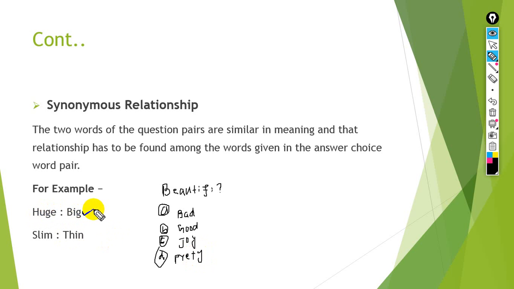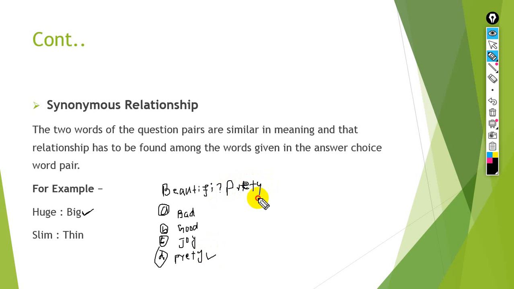We can say that the meaning of huge and big is the same. Slim and thin, we can say the meaning is the same. Okay, so this is the synonym relationship between words. Now if a word is given, just like this, beautiful, what will be the synonym word of this? Here we can take the word pretty. So beautiful, and then pretty. This is the analogy of synonyms.